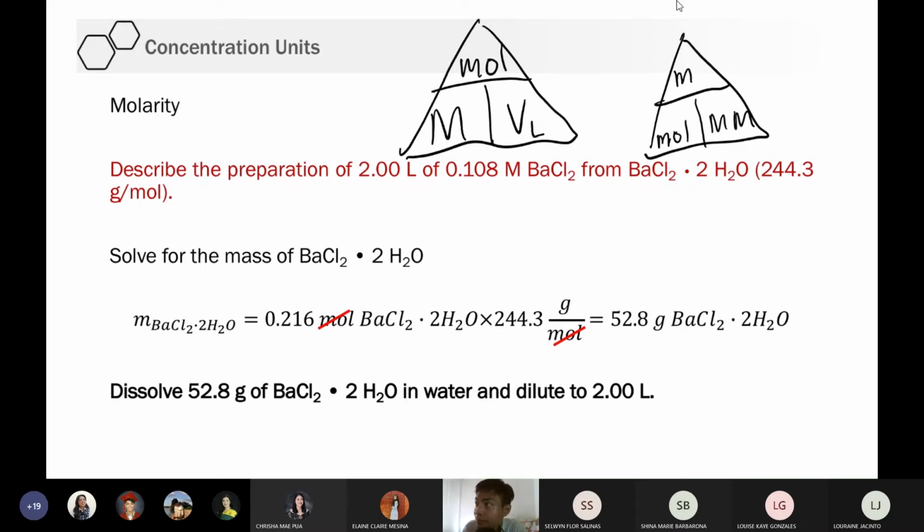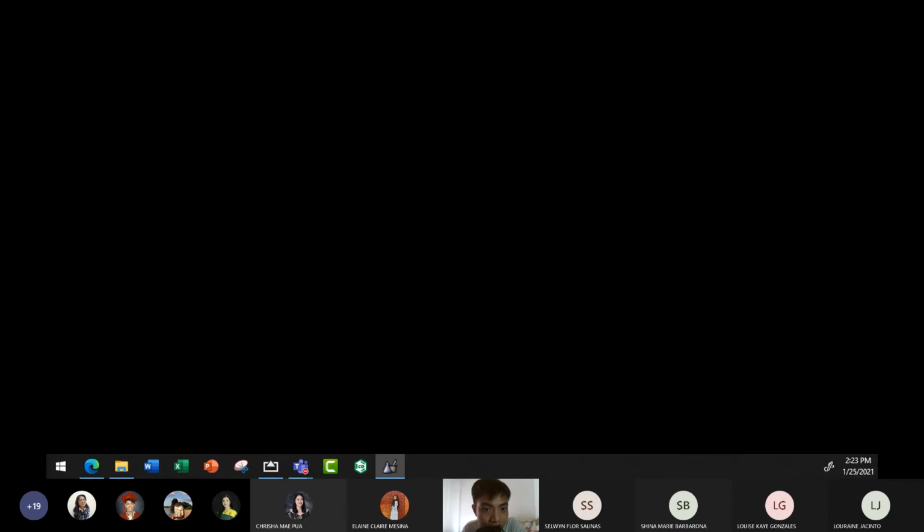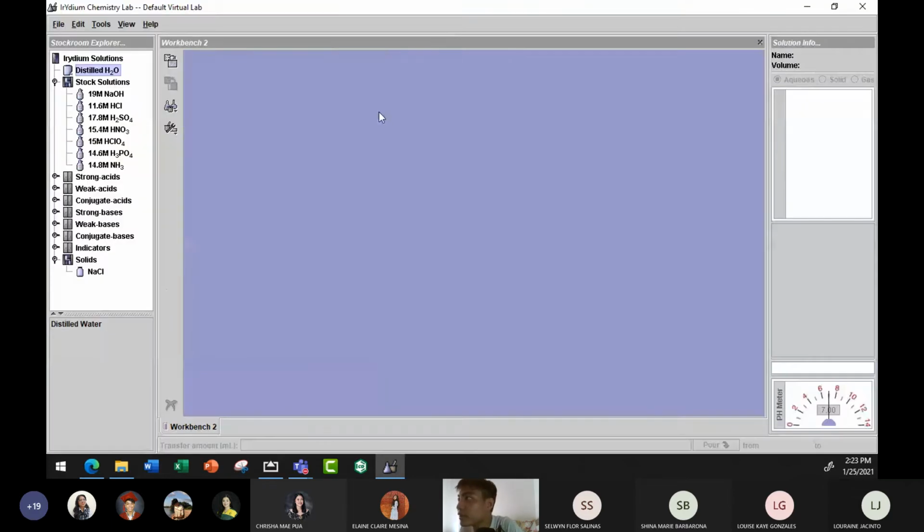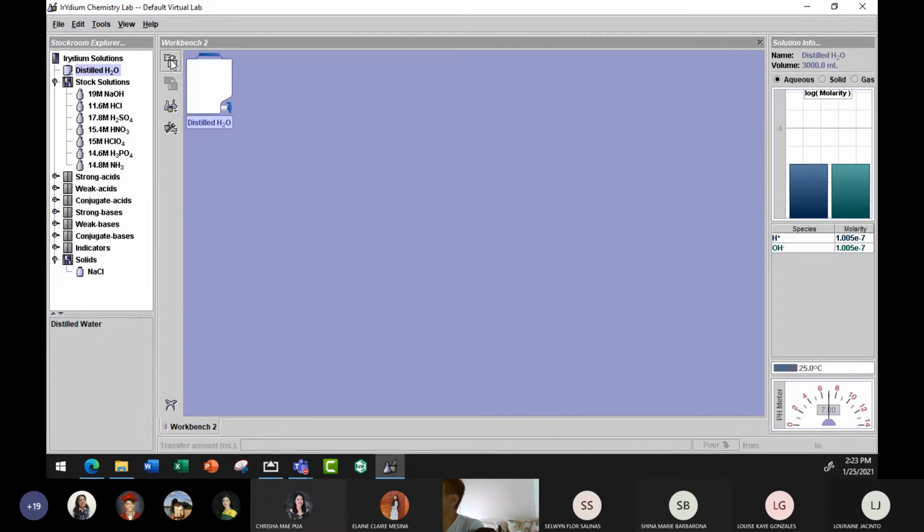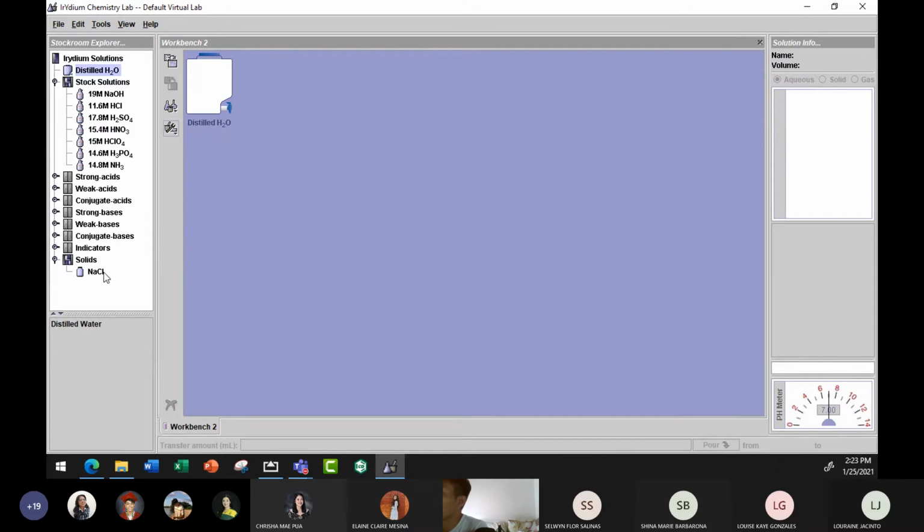No? Okay, so try natin yun sa virtual lab natin. I don't know if meron akong barium chloride dihydrate dito. Tignan ko lang kung may barium chloride dihydrate ako. Wala ata akong barium chloride dihydrate dito. Pero ipapakita ko na lang kung paano.